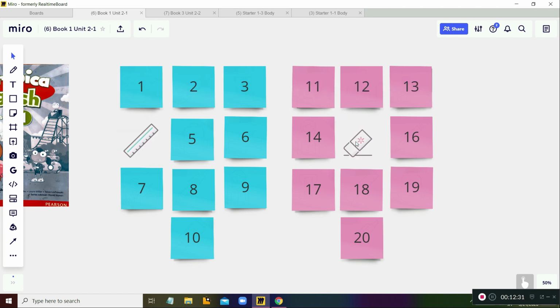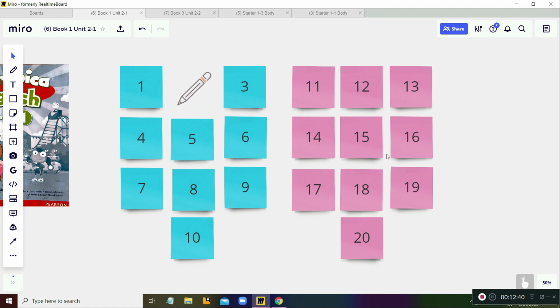That's much easier. Also, I would split them into 2, so you have one set of the cards on the left and one set of cards on the right. So you have a pencil here and a pencil here. So they just choose one blue, one pink. The game goes much faster.